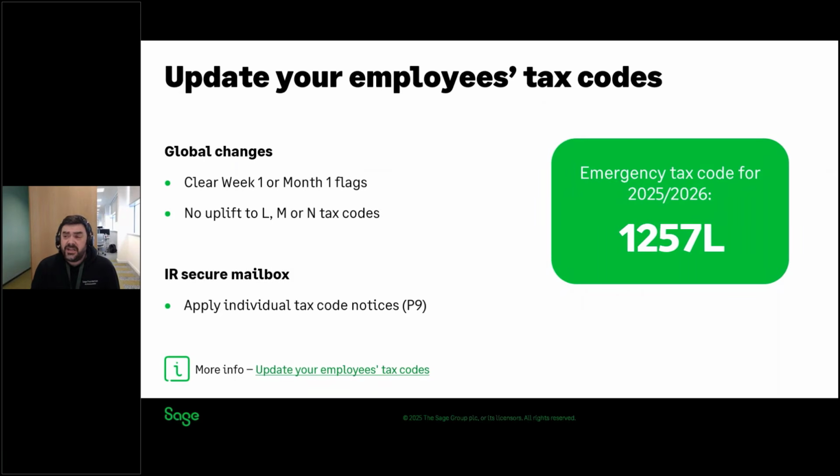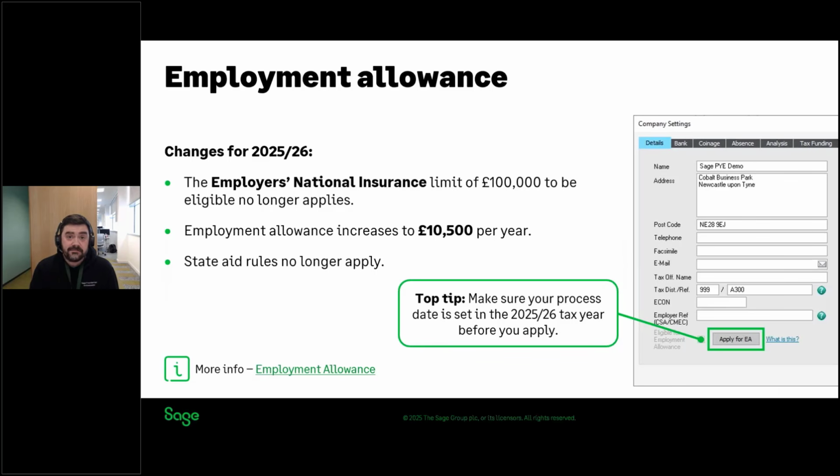So that covers the change to tax codes. The next step on our checklist is to apply for employment allowance if your business is eligible for it. Now, the employment allowance is a government incentive to employ staff. It's available to most employers, but there are some exclusions that apply, and it allows you to reduce the amount of employers' national insurance that you pay each tax year up to the annual allowance amount. Now, previously, it was £5,000 per year, but it is increasing in 2025 to 26 to £10,500 per year.